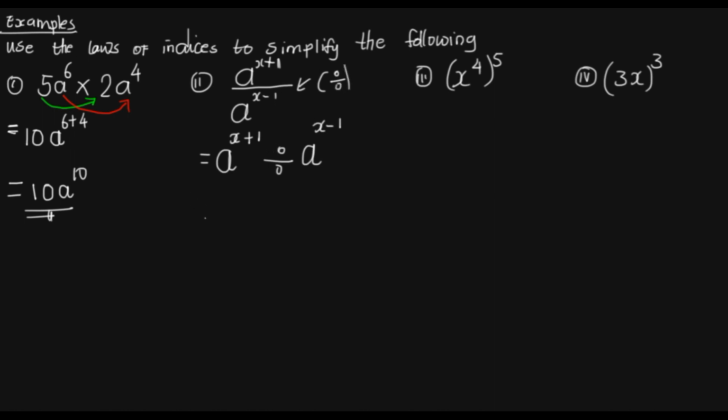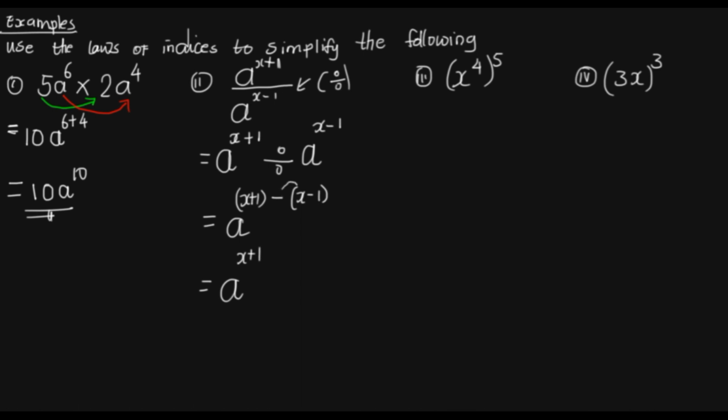Then after introducing the division sign, we are going to look at the bases. We ask ourselves, are the bases the same? We can see that the bases are the same because the first base is a and the second base is a. So we get the a. Then the first power is x plus 1. We said that as long as you are dealing with division, you subtract the indices. So minus x minus 1. Then here we have a raised to the power x plus 1.